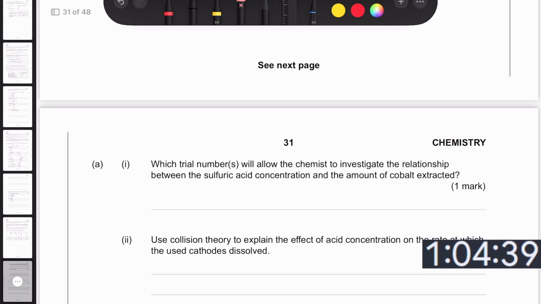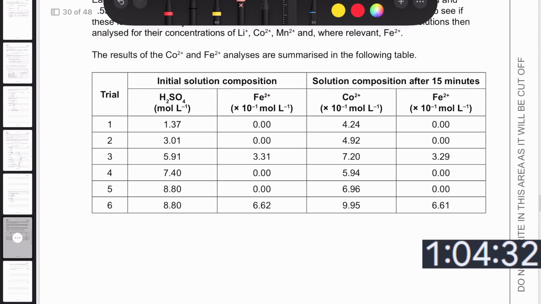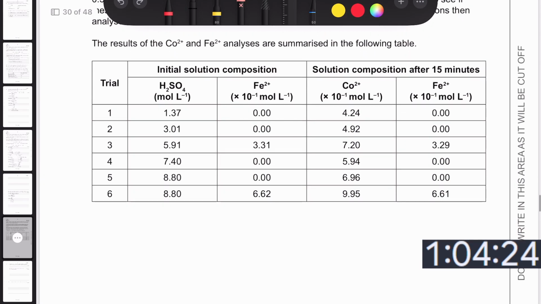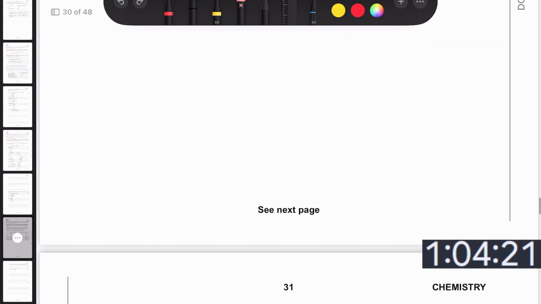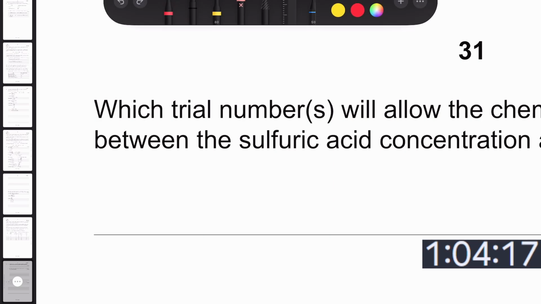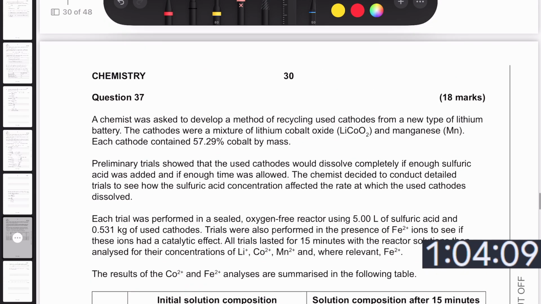Which trial numbers will allow chemists to determine the relationship between the sulfuric acid concentration and the amount of cobalt extracted? So 1, 2, 4, and 5, because you can't be changing the other things. So 1, 2, 4, 5. The effect of acid concentration on the rate at which the used cathodes dissolve.